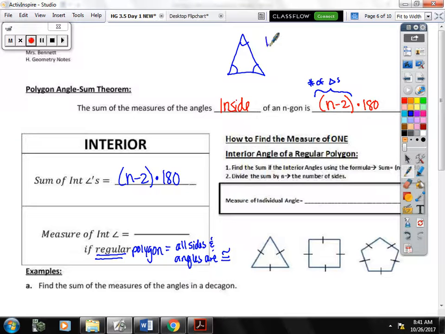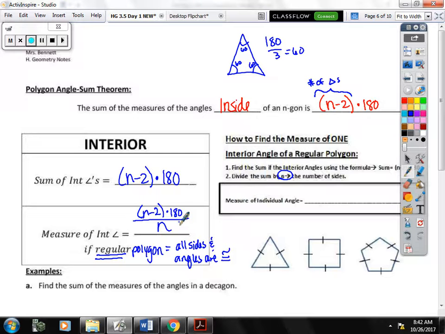60. There's 180 degrees total in a triangle. If I have 3 of the same angles, if I divide that by 3, each of them will be 60. So what did we do to find that? We took the sum of the interior and we divided it by how many angles, how many sides there were. So if you wanted to do this for any shape, you're going to take and divide the sum by n, which is the number of sides. So this would be the formula n minus 2 times 180, all divided by n.